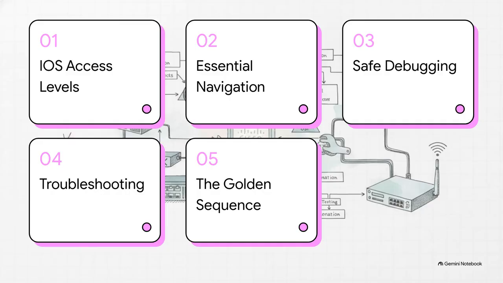All right, let's quickly look at today's roadmap. We've got 5 key areas. 1. Understanding iOS access levels. 2. Essential navigation. 3. Safe debugging. 4. Troubleshooting connectivity. And finally, number 5, the golden sequence.